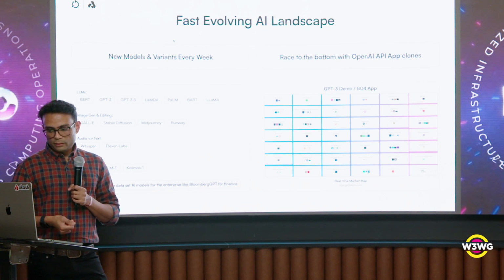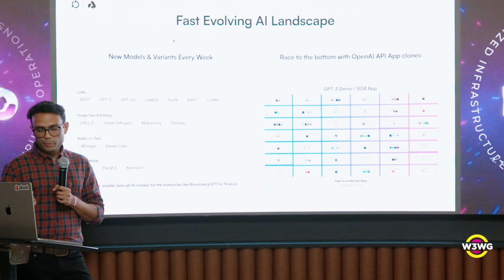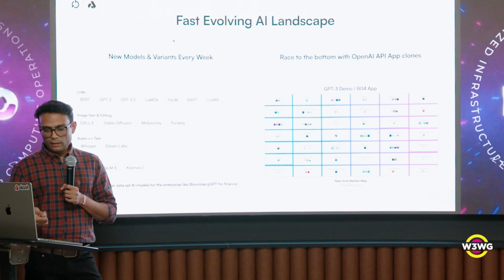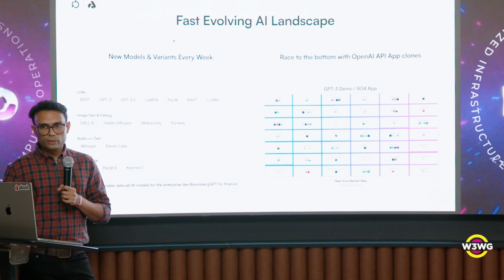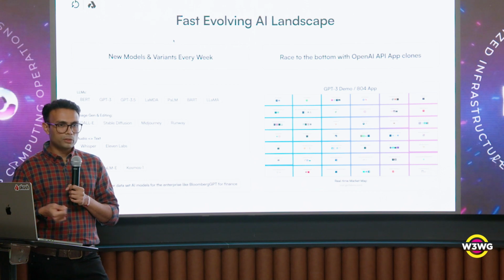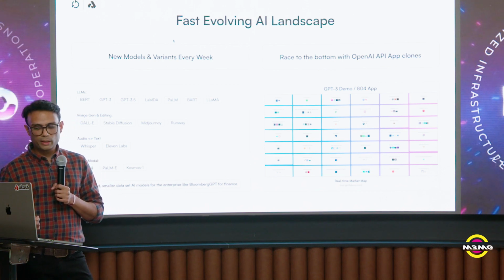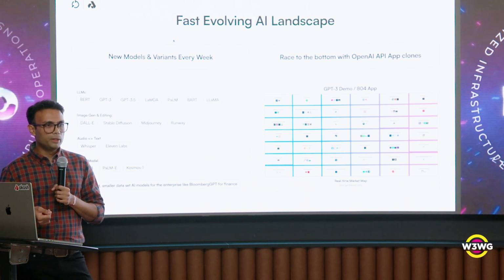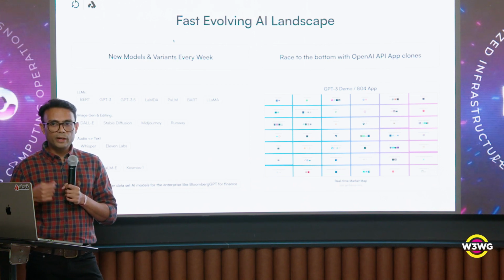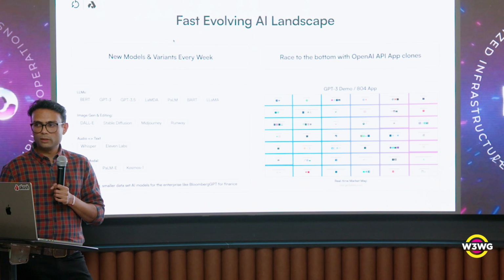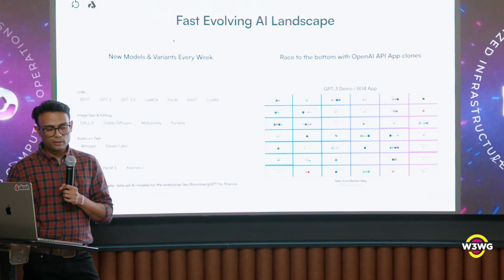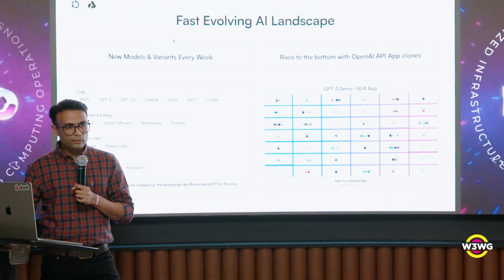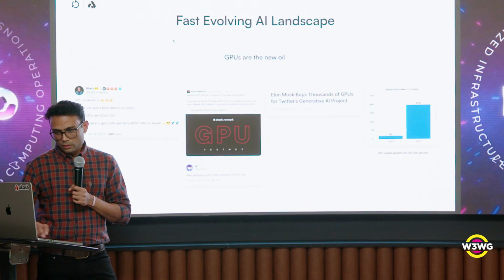And then on the right is this race to the bottom with all these OpenAI API clones. And the way I see that going, or the way we see that going, is there's obviously going to be consolidation, with a lot of these disappearing over time. But there's going to be a few that stand out and are able to differentiate themselves by fine-tuning the existing base models to produce something that is different. And all of this drives demand, basically, for compute.